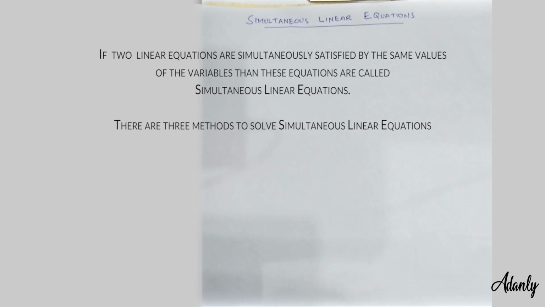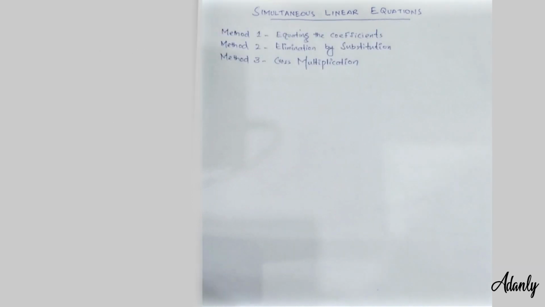There are three methods to solve simultaneous linear equations. Method 1 is equating the coefficients, method 2 is elimination by substitution, and method 3 is cross multiplication. So let's solve examples by applying each of these methods one by one.